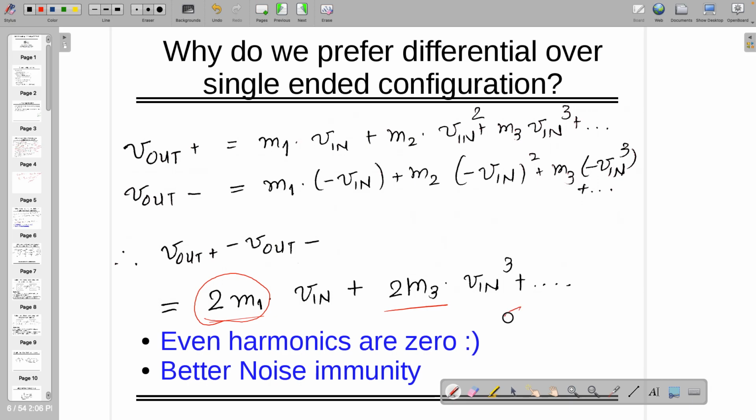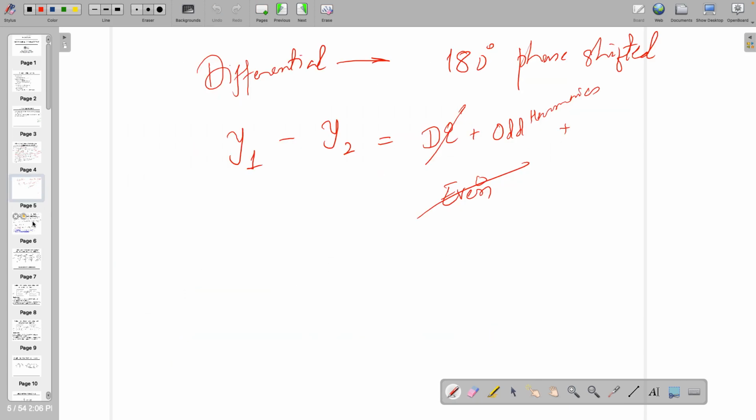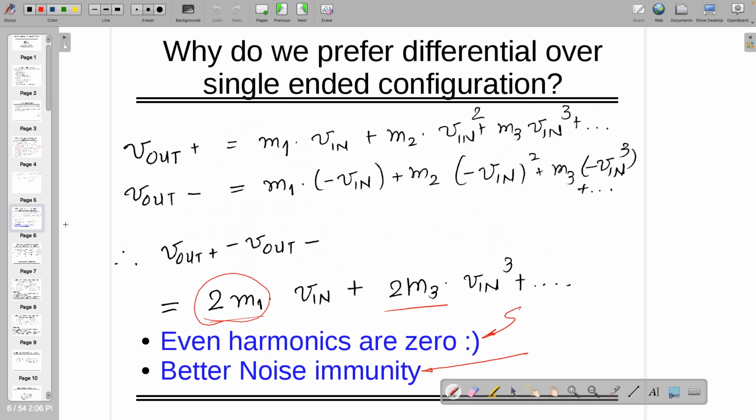So here you can see the even harmonics go to 0, and it gives better noise immunity, which is happening at DC. So anything at DC is going to become 0. So that is what is happening over here. So this is known, right? That means this is known, or if it is not known, remember it, and do not forget this.